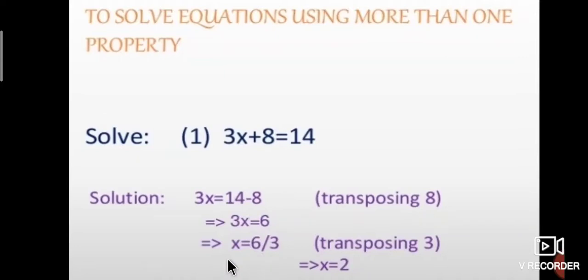Therefore, x is equal to, again transposing the 3, second time, transpose 3 from LHS to RHS. Therefore, x is equal to 6 by 3. 3 ones are 3, 3 twos are 6. x is equal to 2.